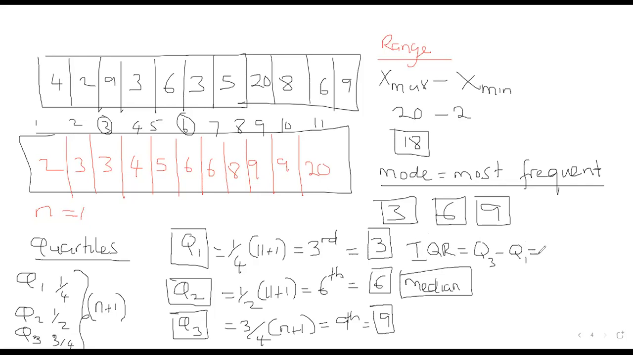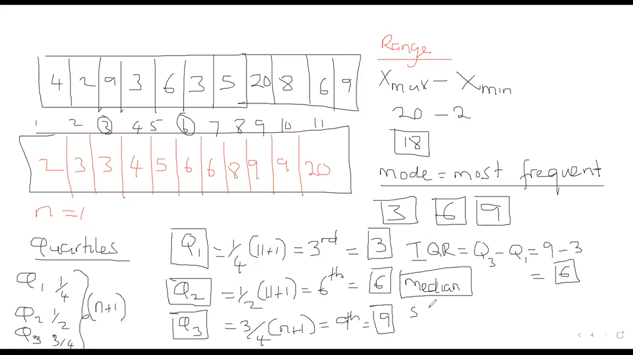So what is our highest quartile? 9. And our smallest quartile is 3. So what becomes our interquartile range? 6.